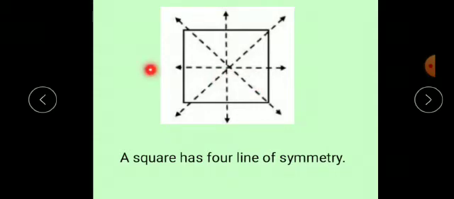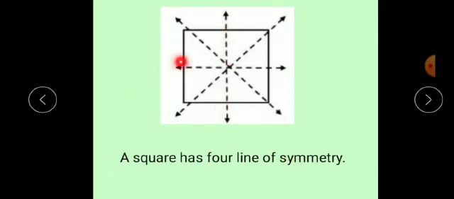Now again, if we draw a line like this, then also we get two symmetrical parts, this one and this one. If we draw a line diagonally, then also we get two symmetrical parts. If we draw a line like this, then also we can get two symmetrical parts. So this square is a symmetrical figure. Now how many lines of symmetry are there? A square has 4 lines of symmetry.